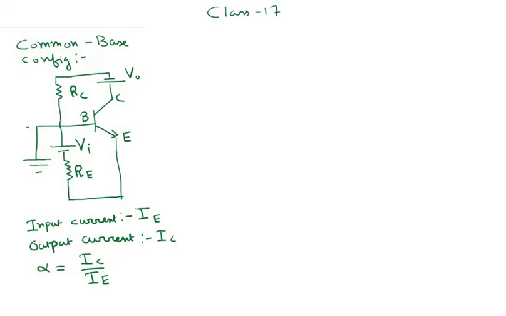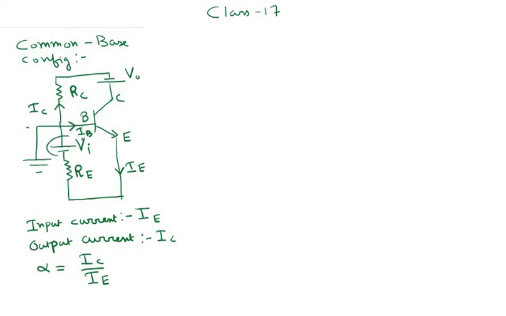Okay, so you might ask the question, what is the input current actually, or how to define the input current. So input current is basically the current which the input voltage source Vi is actually providing. The current that Vi is providing is IE, the emitter current that flows through here, and IE gets distributed into the base as the base current IB, and into the collector as the collector current IC.